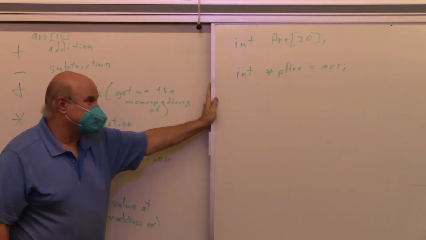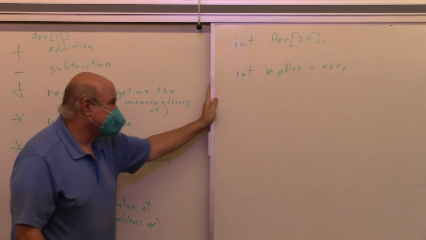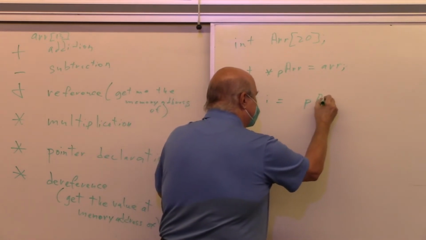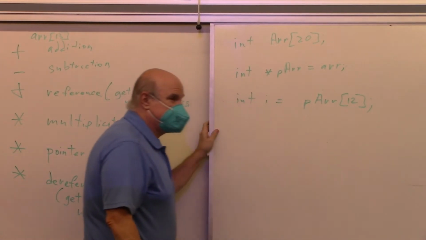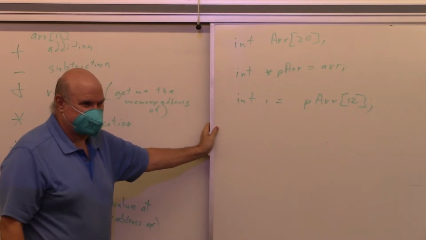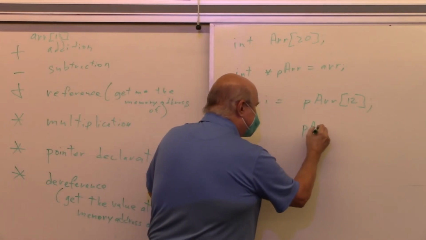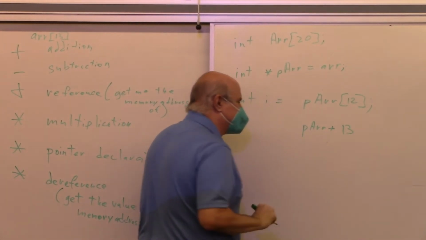No, without a subscript. And it would be 12 actually. But in other words, I could say int I is equal to PARR. That gets me to the 13th element. How else can I get to the 13th element? PARR plus, I'm sorry, what? I mean, I can just be 13.